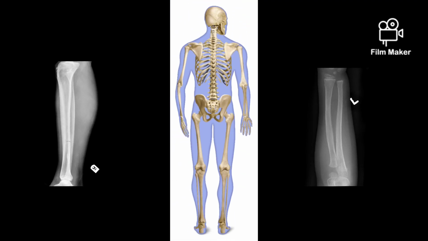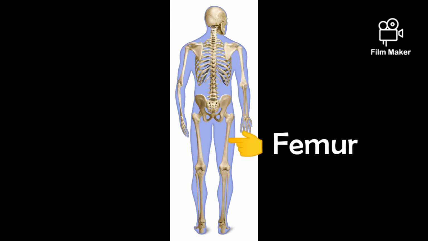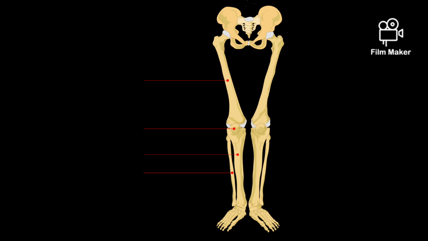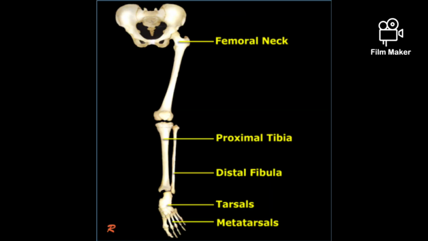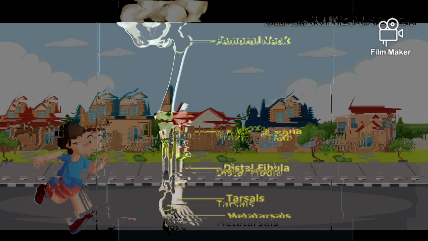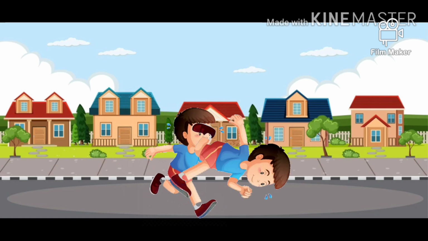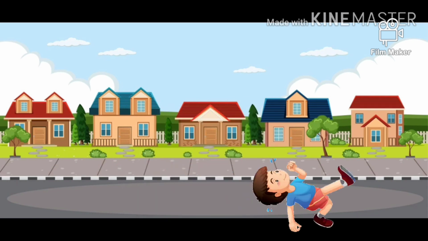That is, the bone which is above the knee is called femur, and there are two bones below the knee. One is tibia and other is fibula. Tibia is a bit wide and long, fibula is a bit thin. So these three bones mainly contribute to the leg. So whenever we get injured, there are chances of a fractured leg.